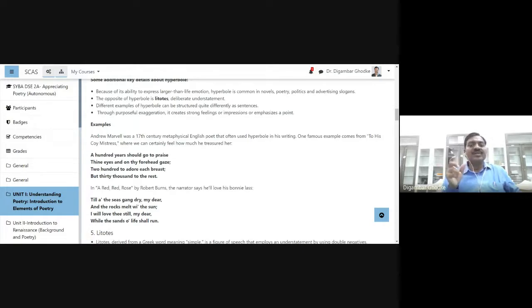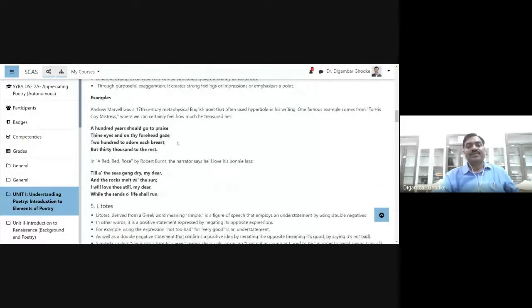Now, here we are referring to one of the poems by Andrew Marvell. The title of the poem is To His Coy Mistress. Now, when you read these lines, you realize how Marvell is using exaggerated statements to express his feelings towards his beloved. I shall read those lines for you. They are given in bold.